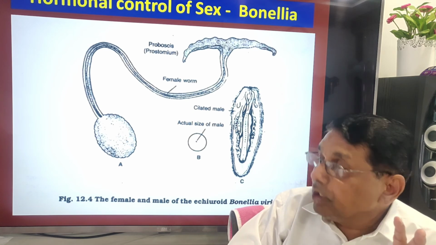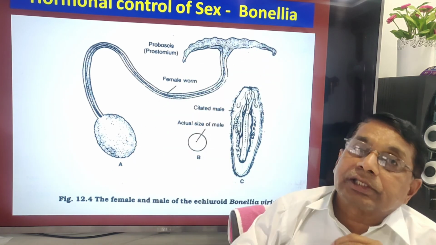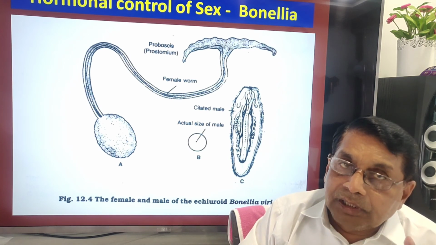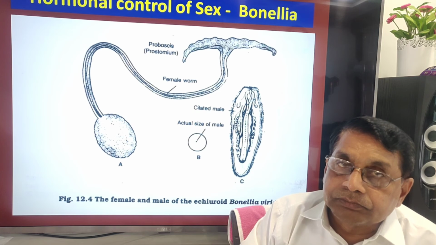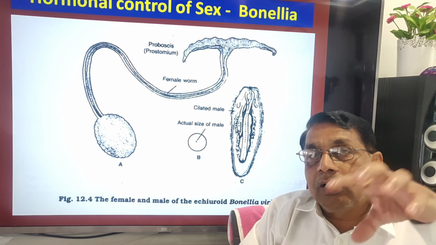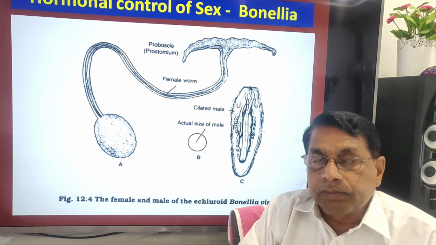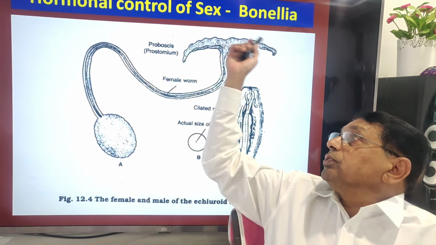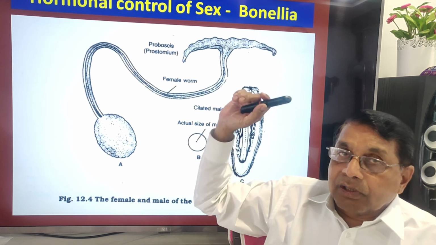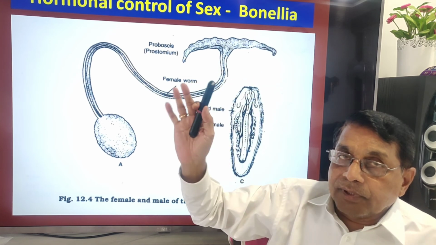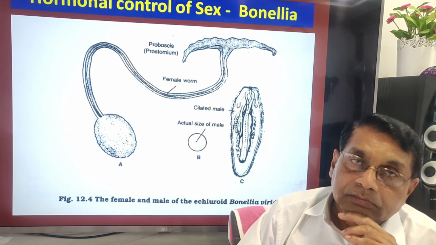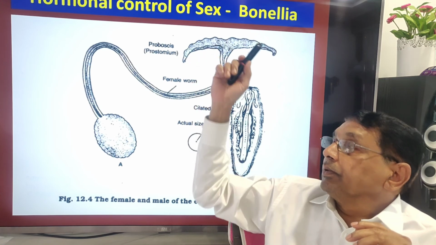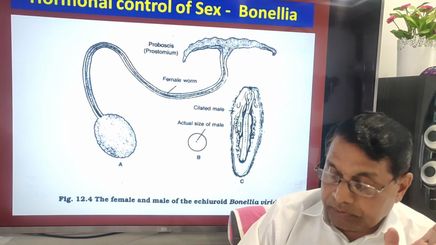Some of them settle down here and they become intersex. Here, the male, very small, grows inside the body of the female. In other words, the female hormones determine that it should be male. Those which are free living, eggs, larvae, they become females, and afterwards they grow like this. Some of them grow here, they become intersex.